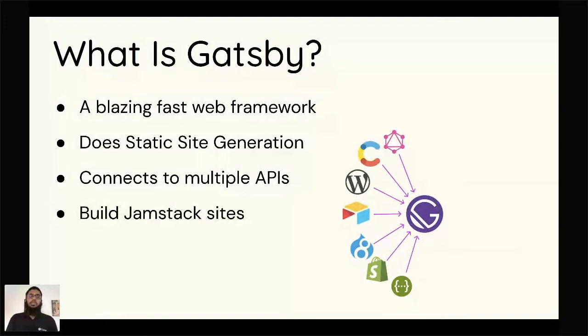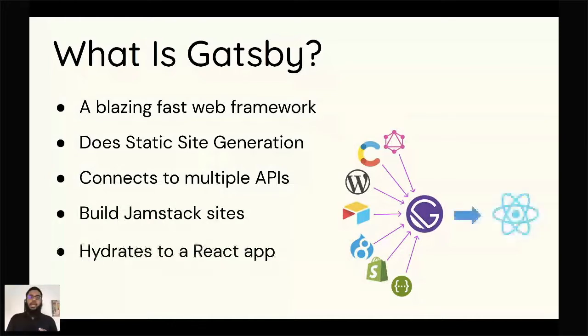So you build Jamstack sites, like we discussed: JavaScript, APIs and markup. It's a new stack that is very trendy. And now a Gatsby site is actually a React application. So you are not losing any of your React powers, like all the hooks that you have, and so on and on and on.